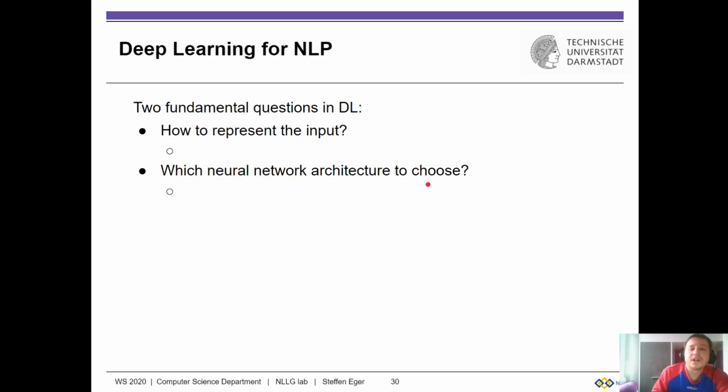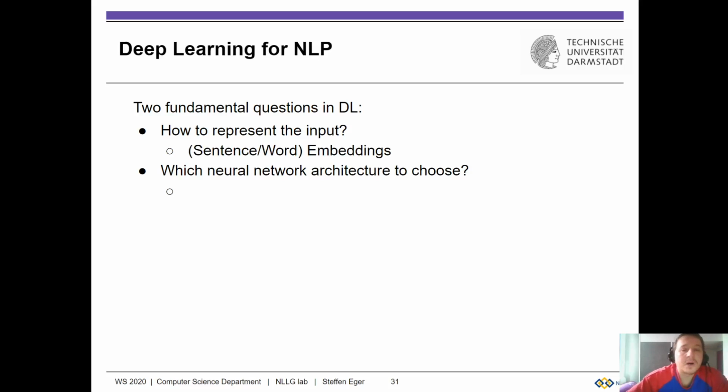And the second one is, which neural network architecture should we choose? As we will see in the following, the deep learning community has come up with different architectures. We have already seen two architectures. The first one was the perceptron, and the second one was the multi-layer perceptron, which also had hidden layers. These are just two architectures. We're going to see different ones. And now the question when we apply deep learning to an NLP problem is, which architecture are we going to shoot at our specific NLP problem?